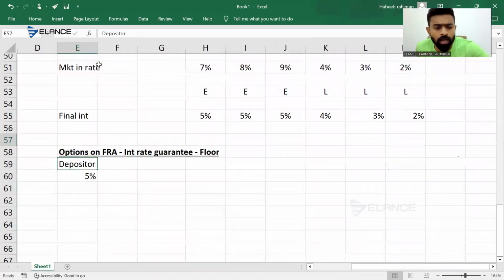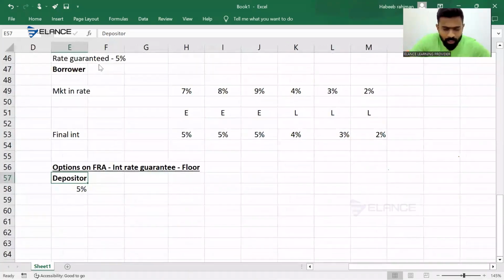Which person requires cap, borrower or depositor? Could you please comment quickly? Borrower. Right? Borrower. What does the depositor require? He wants to get protected from the decrease in the interest rate. So he'll go for what? Floor. Right? Floor.